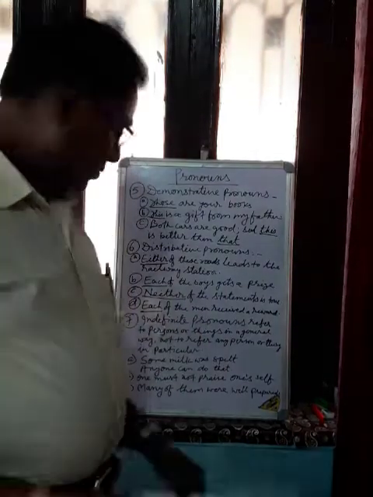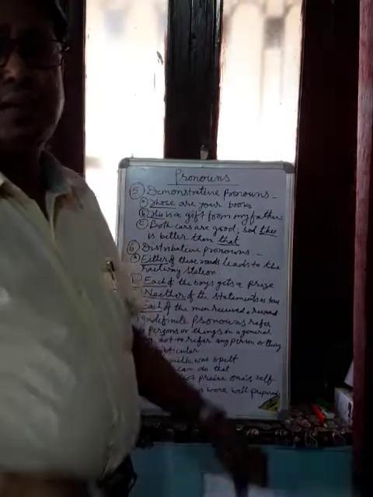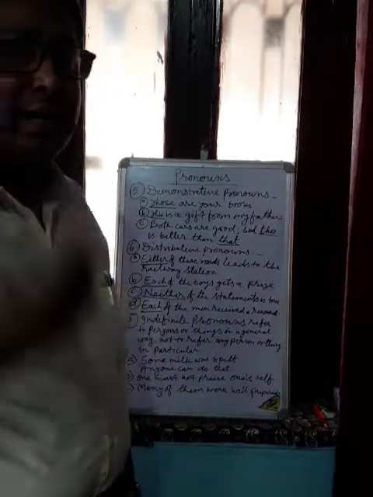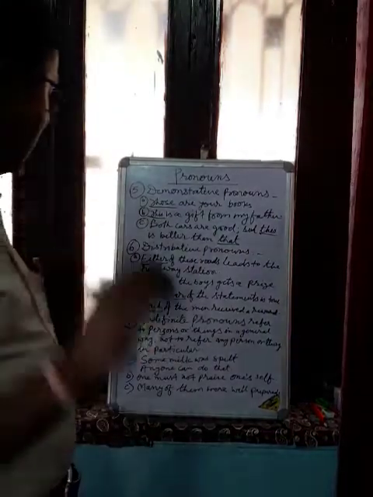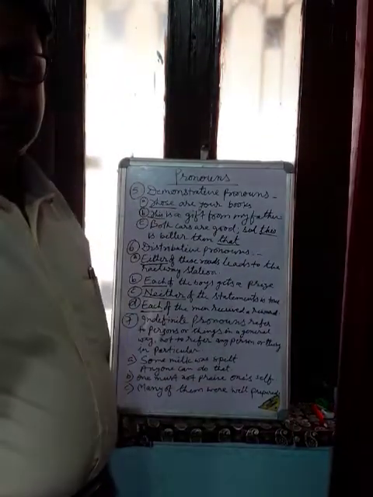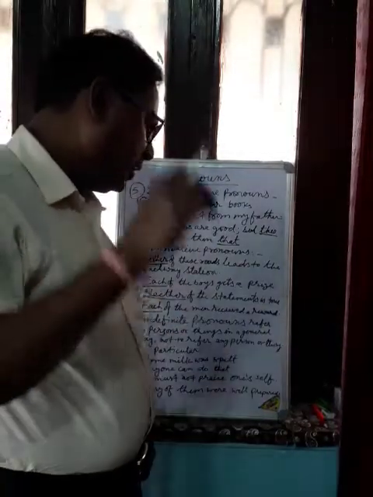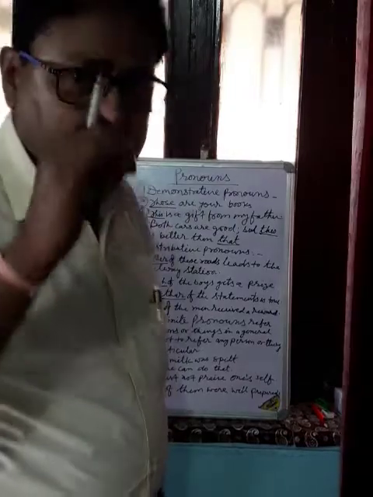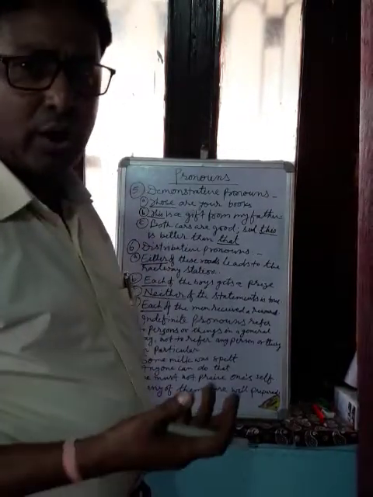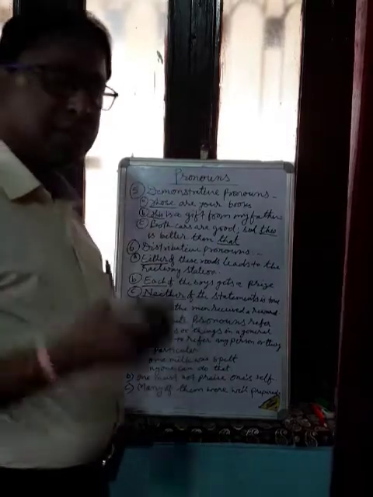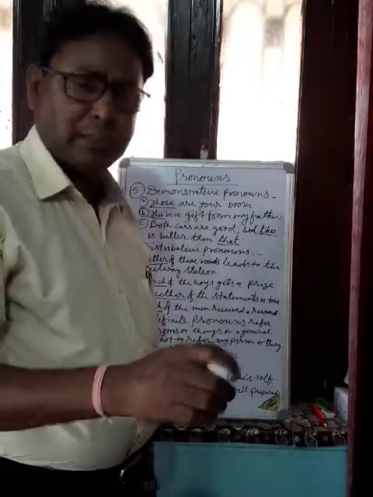Like that you proceed to the next one. What is that? Indefinite pronouns. You can understand the word indefinite as the opposite of definite. So you can define it this way: indefinite pronouns refer to people or things in general, not indicating any particular or specific person or specific thing. That is called an indefinite pronoun. That's why it is termed indefinite pronoun. Indefinite pronouns refer to the person or things in general, in common, not to any specific or particular one.